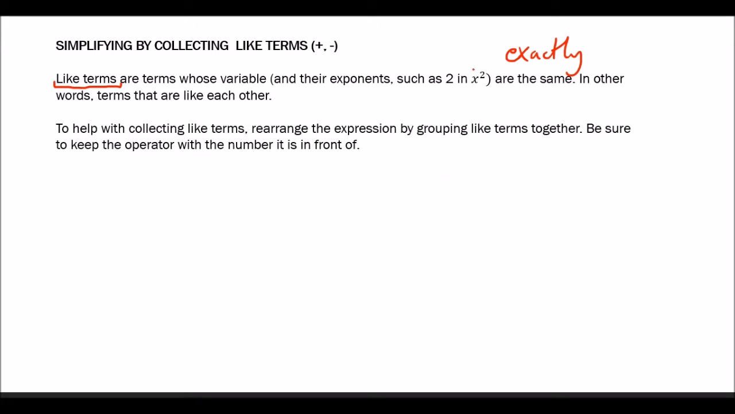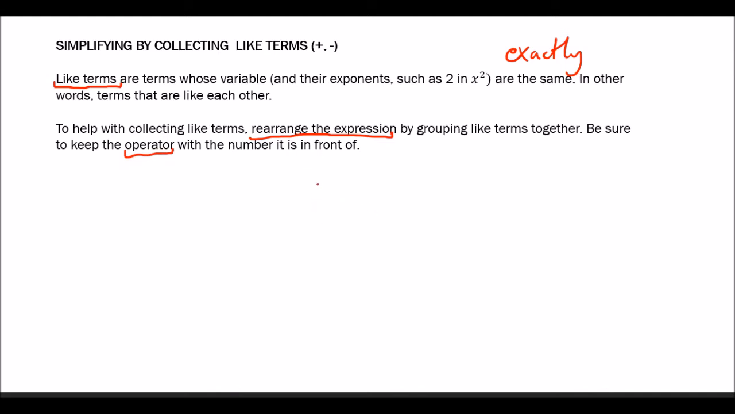So going back to this, in order to simplify like terms by adding and subtracting, they have to have exactly the same variables. To help with collecting like terms, it's also important that you rearrange the expression, and it helps to do that by putting the like terms together. Another thing to note is the operator, which is the sign in front of the term.